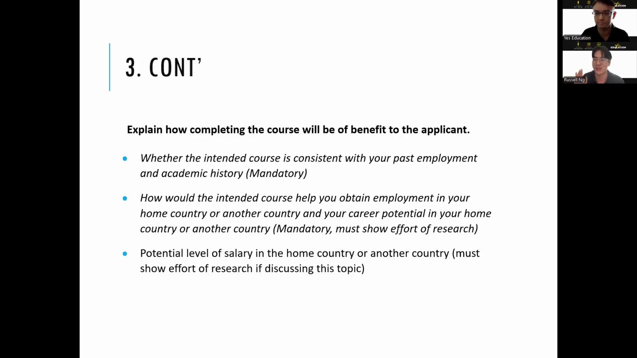The question is, what's the risk of bringing the whole family to Australia? For example, parents study masters and children study in primary school. It's a risk called lack of intention to return to home country.